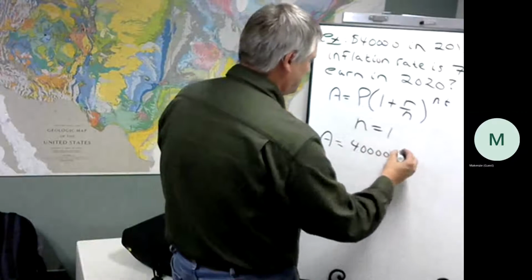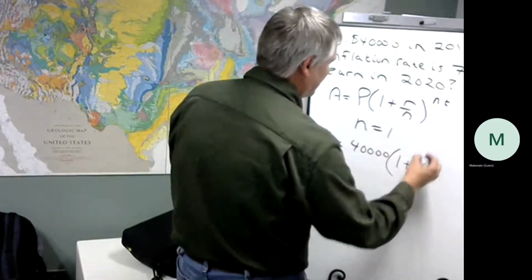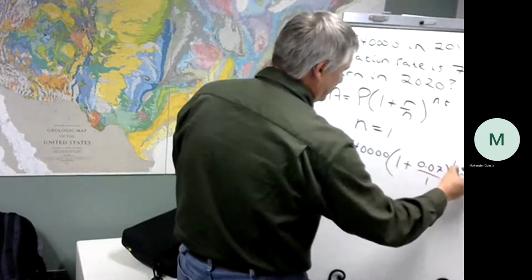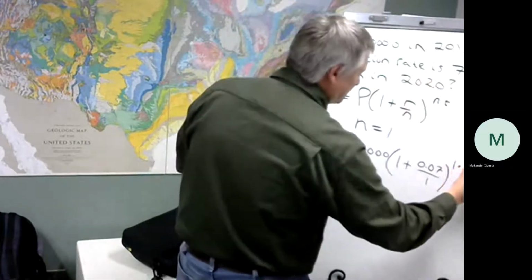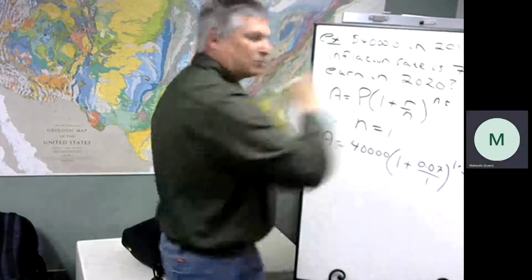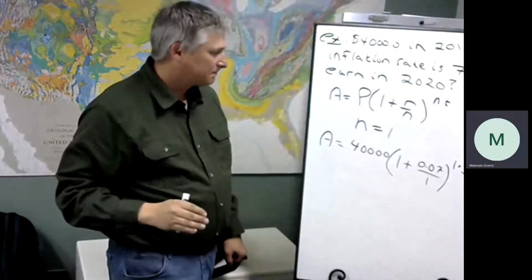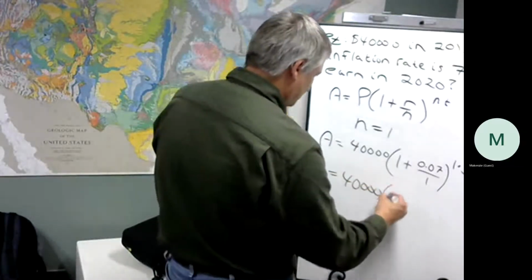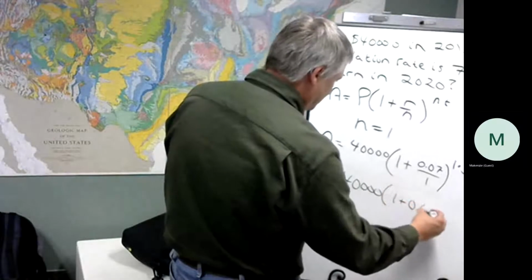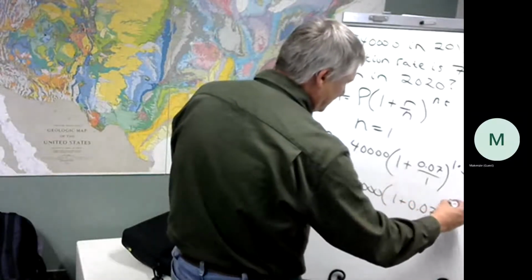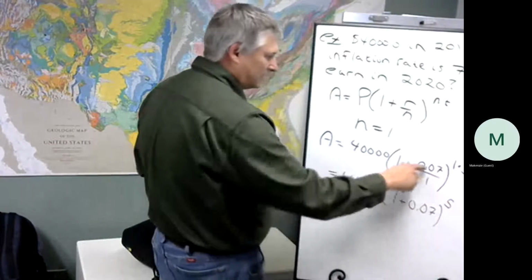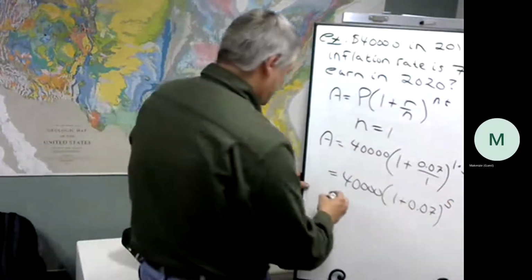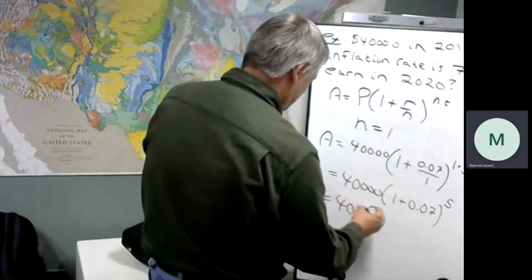So you have 40,000, 1 plus, and again as a decimal to the n times t. And then it's 5 years, because 2020 minus 2015 is 5. And I guess this is the formula we get, what we saw. 1 plus r as a decimal. And then here's t, because 1 times 5 is 5. 0.07 divided by 1 is 0.07. And so we'll get this.